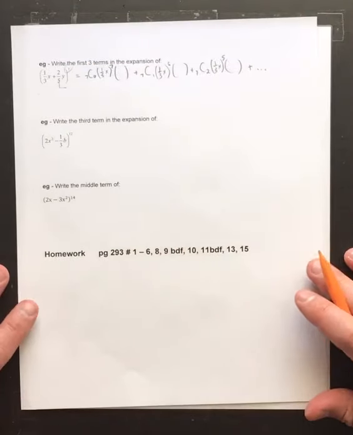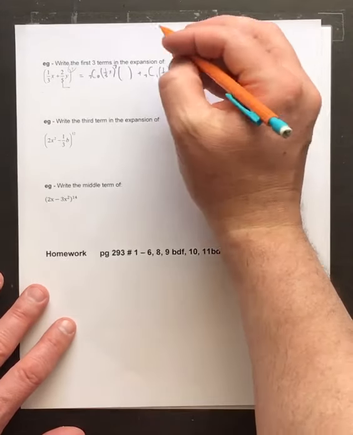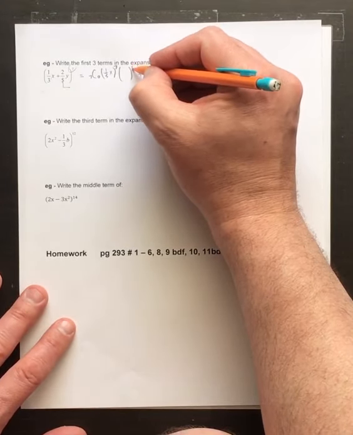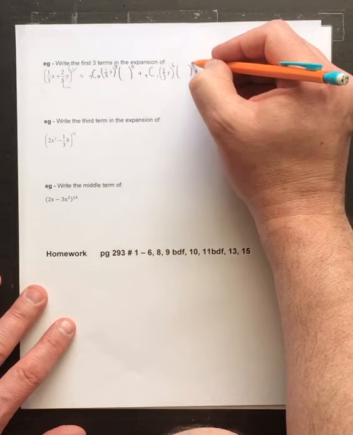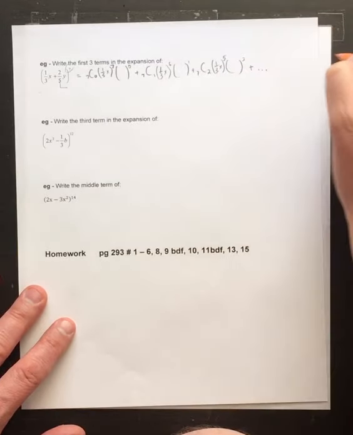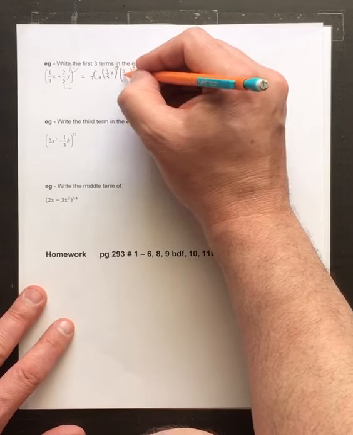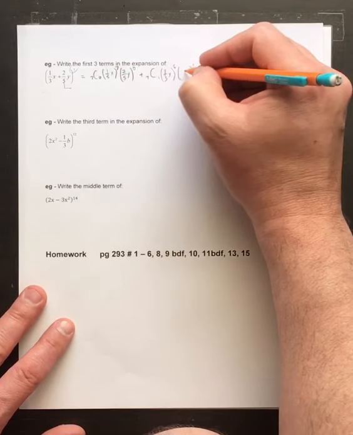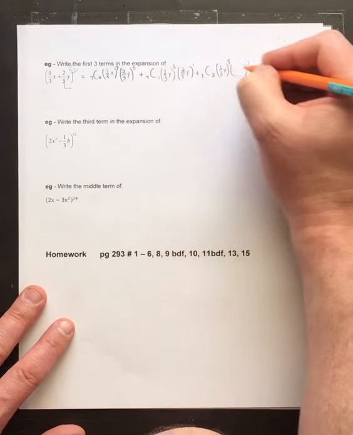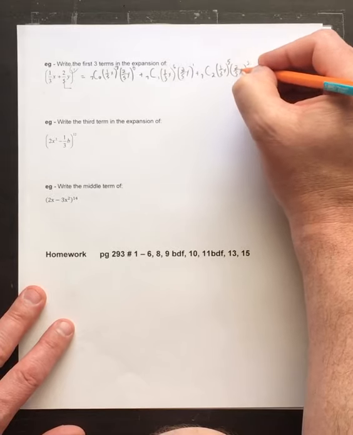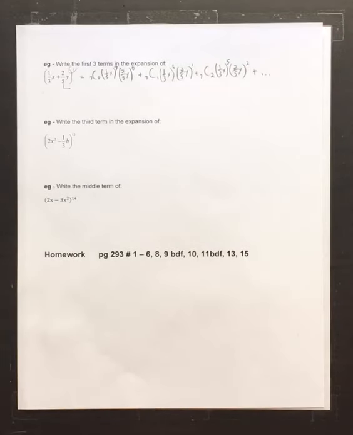Then I do the second piece, and that's going to be the second term in the binomial. I'm going to raise that to the power of 0 and then go up 1, 2, 3, 4, 5, 6, all the way to 7. And that's going to be 2 over 5 y, 2 over 5 y, 2 over 5 y. And that's how you do the expansion. It's kind of like substituting in over and over and over again.